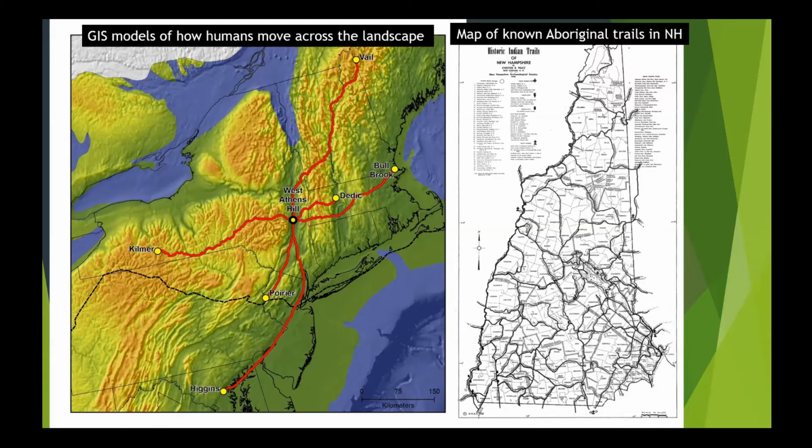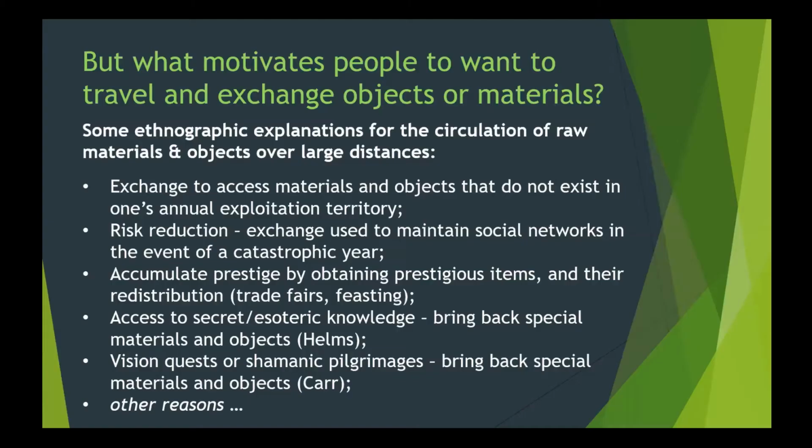But I guess maybe the more interesting aspect is, like I said, the more ethnographic dimension of how these materials move over the landscape. What I find most interesting, and what motivates a lot of my work, is to understand why people want to travel and why they want to exchange objects or materials. There are a lot of reasons, obviously, that are written down and described either by early travelers or by First Nations people.